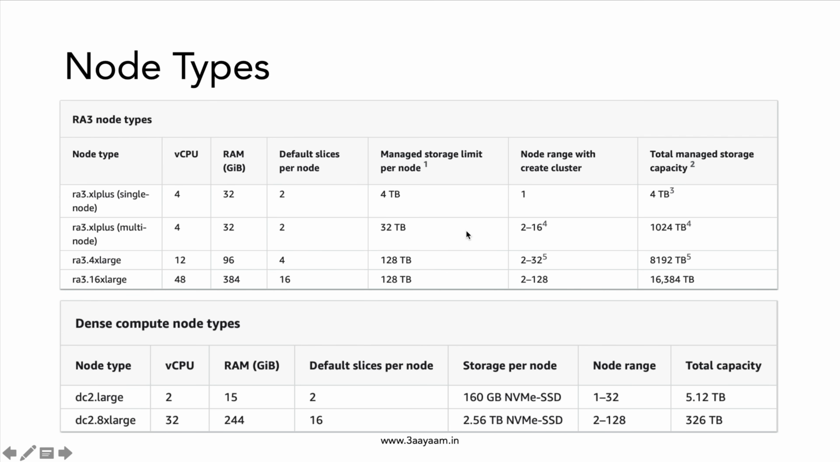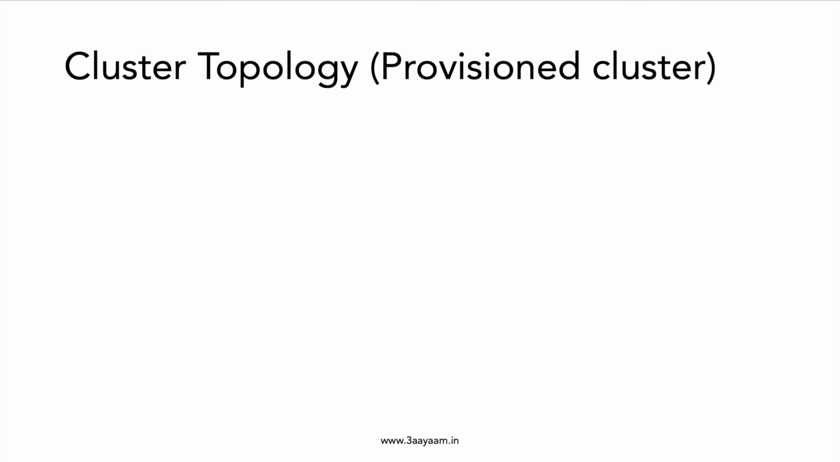These node ranges are there in RA3 node types also. Using RA3 XL plus you can create only one node, of course, because it is single node. You'll have the leader node and compute node in the same node. Using RA3 XL plus multi-node, you can create 2 to 16 compute nodes. Using RA3 4x large, you can create 2 to 32 compute nodes. And using RA3 16x large, you can create 2 to 128 compute nodes. And this is the total capacity that you can get from RA3 nodes, which ranges from 4 terabyte to approximately 16 petabytes. Let's understand the Redshift cluster topology for provisioned clusters.